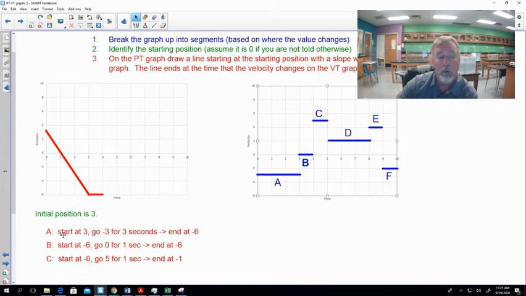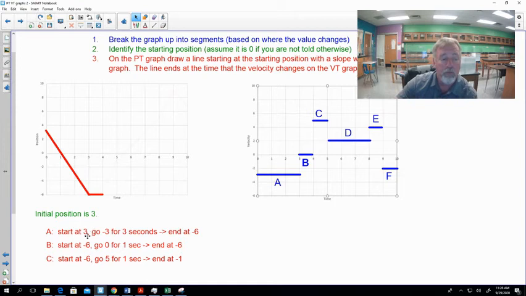I could say we're going to start for segment A. We started at 3. We went for -3. That was our slope. That was our value for velocity. It was -3, and we did it for 3 seconds. So if we start at 3, we go -3 for 3 seconds. Multiply these two numbers together, you're going to get -9. So 3 plus -9 is going to give you -6. So that's one way to do it mathematically.